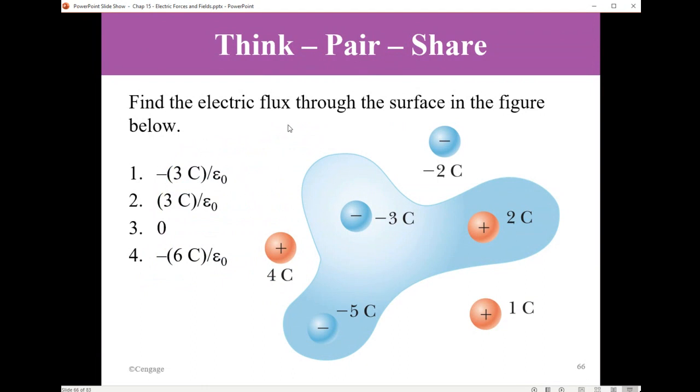Consider this situation. Find the flux through the surface. You have inside the surface 2 coulomb positive, minus 3, minus 5 negative. So the net charge would be minus 8 plus 2, it would be minus 6 coulomb, right? The flux would be minus 6 coulomb divided by epsilon naught.